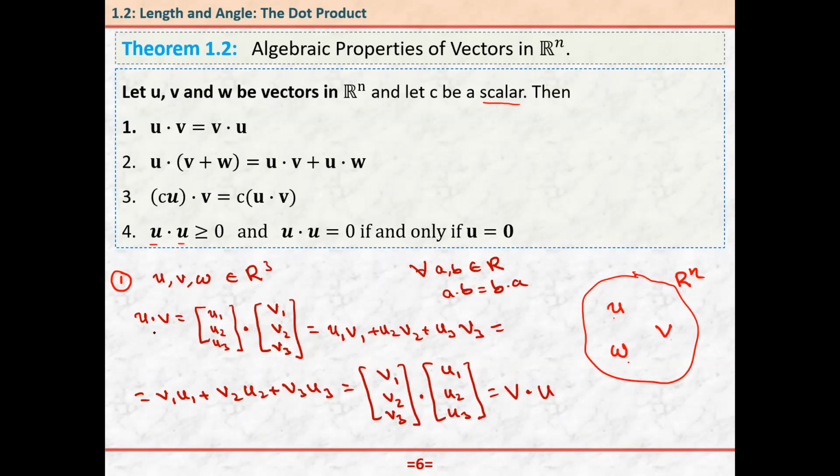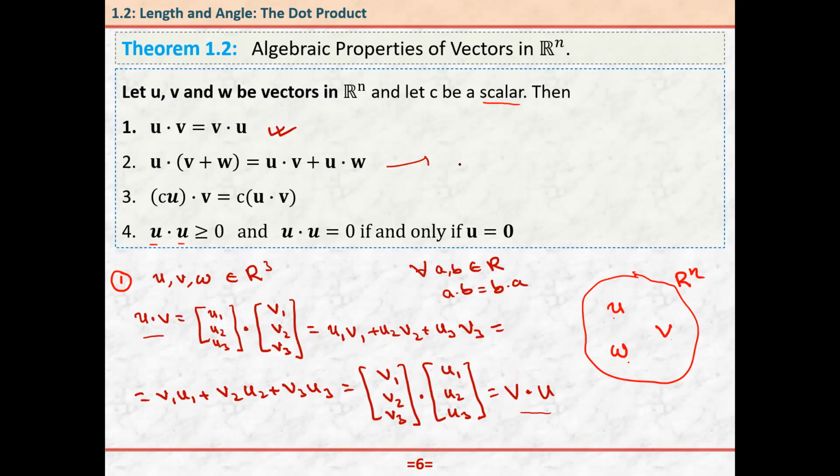On the left-hand side, we have u dot v. On the right-hand side, we have v dot u. So the first one is proved. And how about the second one? In a similar way, you can just write this. What we have here, we will have something like this.